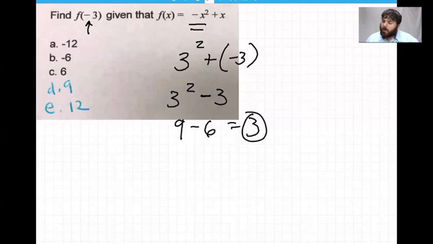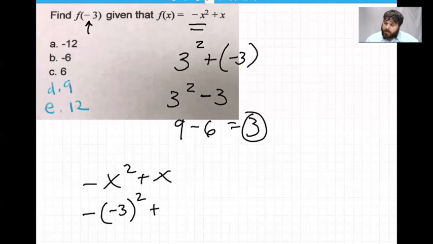All right, now, normally they would have that answer in here in your answer choices. Okay, they kind of expect you to make that sort of wrong move. So what did I do wrong here? Well, what I did wrong is it says negative x squared plus x. So I should plug in a negative 3 right there. Right? Notice how I'm using parentheses.